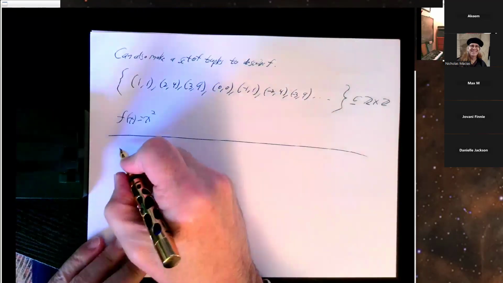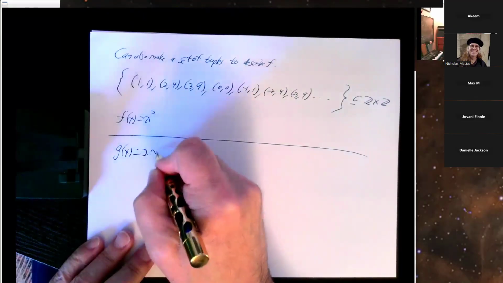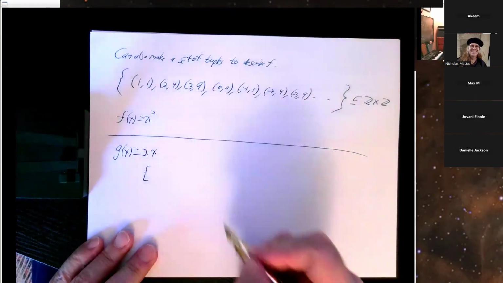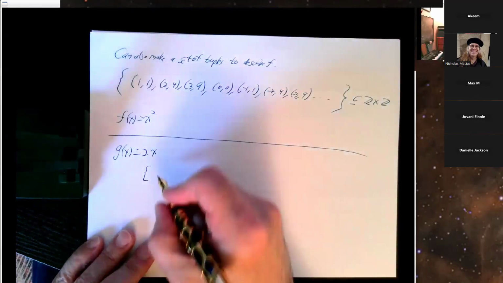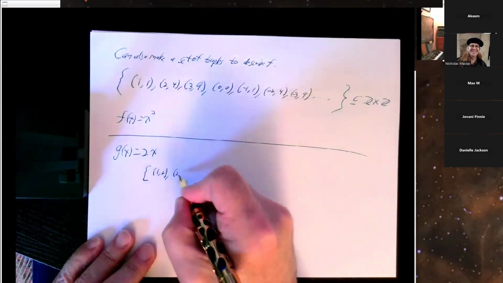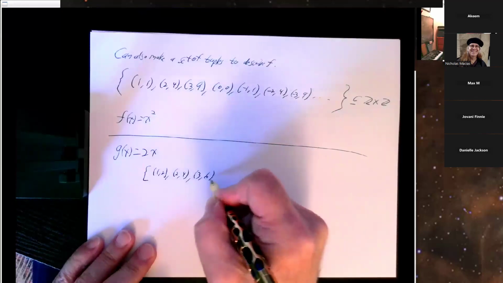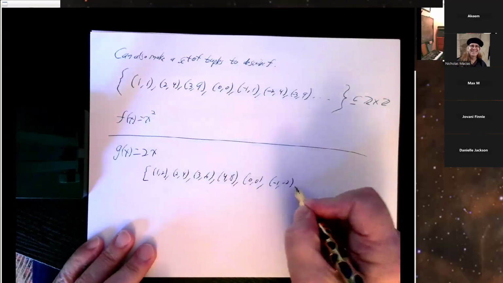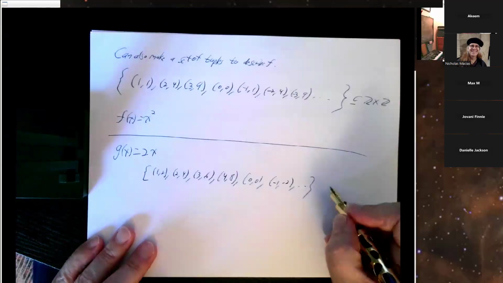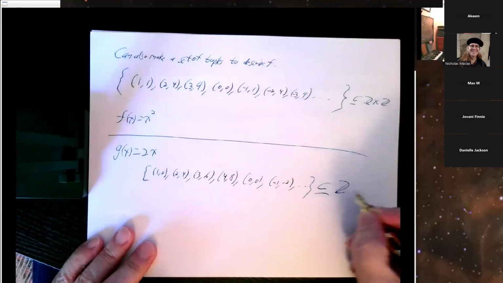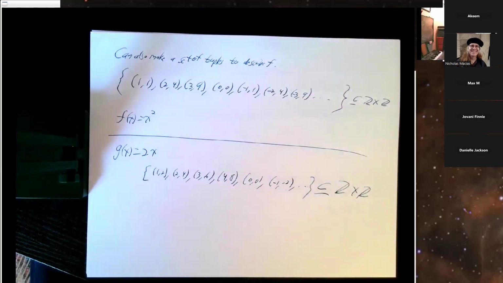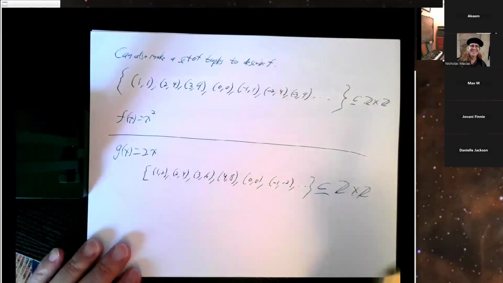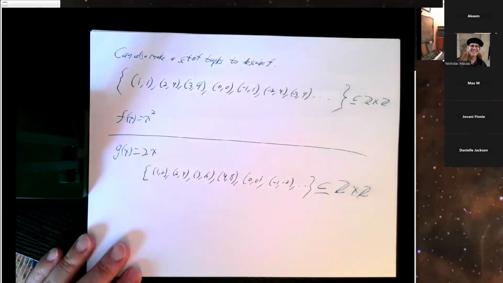If I had another function like g of x equals 2x, the way I could describe that as a set of tuples would be something like (1, 2), (2, 4), (3, 6), (4, 8), (0, 0), (-1, -2), and so on. And that's also a subset of the Cartesian product of Z with itself. So every function that I can write that maps from the integers to the integers is a subset of this Cartesian product.